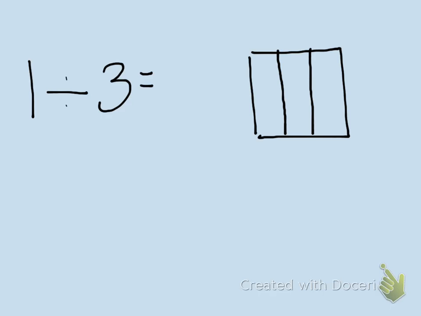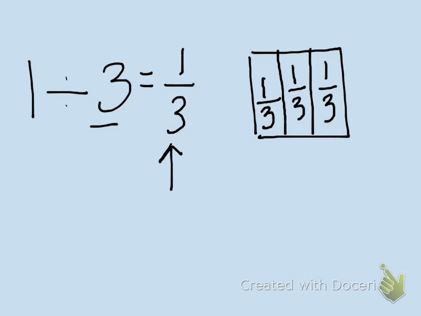Okay, my first person is going to get 1/3. My second person is going to get 1/3. And the third person is going to get 1/3. So if I write this as division and then as a fraction, I would say 1 divided by 3 is equal to 1/3. Because each of the 3 people is getting 1/3 of a cracker.